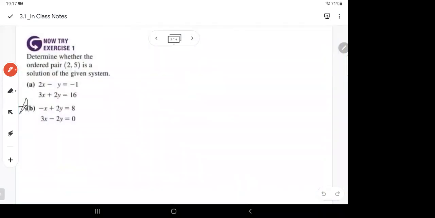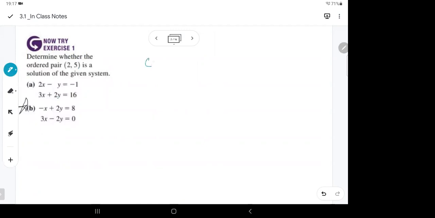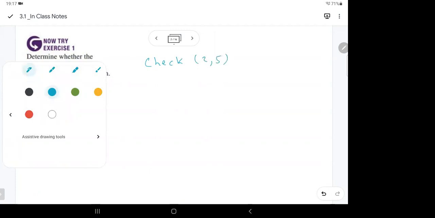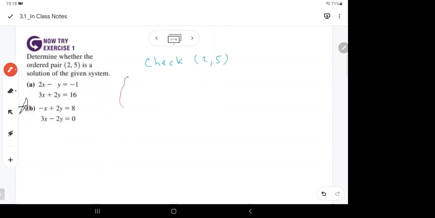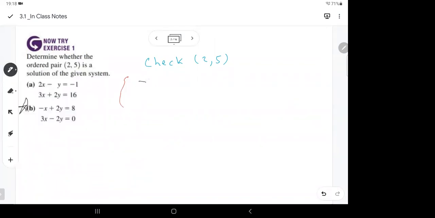All right. We're going to do the same thing for the next one. What we want to check here is (2, 5) again, and now we're going to look at the next system. So we're going to go ahead and plug in -2 plus 2 times 5. Does that give us 8? No, -2 plus 10. It is true, that does give us 8.